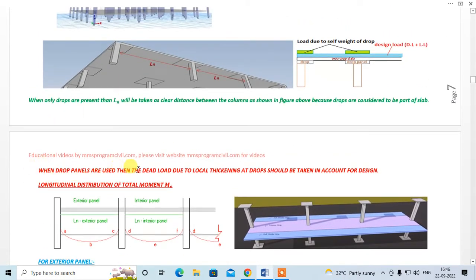Okay. When drop panels are used, the dead load due to the local thickening of the drop should be taken into account for design. So when we are providing drops, you will have to consider the self weight of the drop in your loading conditions, and for this load you have to design the flat slab. This is very important.